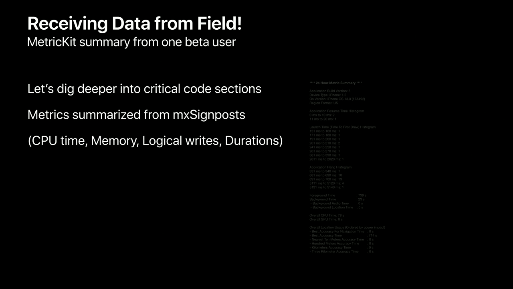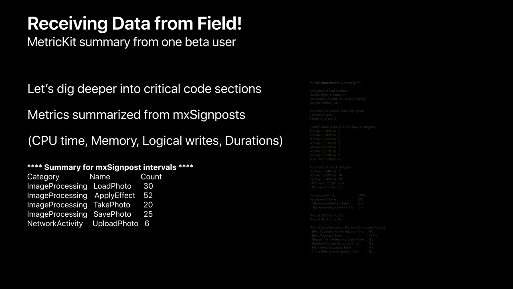The final example shows how you can use the MX signpost data in MetricKit to identify hotspots for specific application code regions. In my application, I decided to put MX signposts around all the main features, for example, load photo, apply effect, take photo, save photo, and upload photo. Using MX signpost, MetricKit was able to figure out how many times each of these instances were run in the field, as well as a few battery life and performance metrics, such as the cumulative CPU time and the overall CPU time for the entire application.